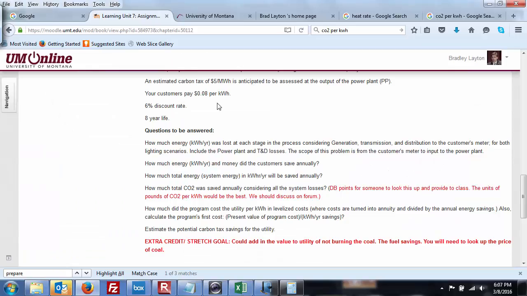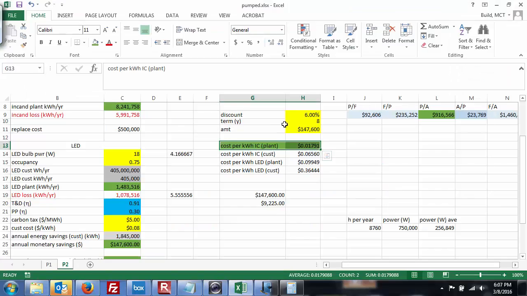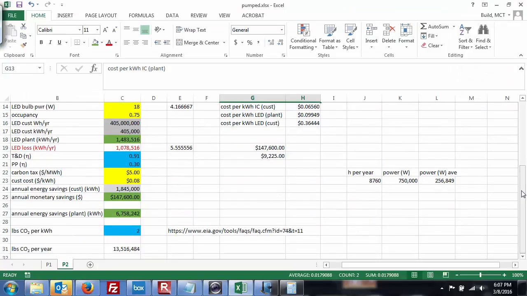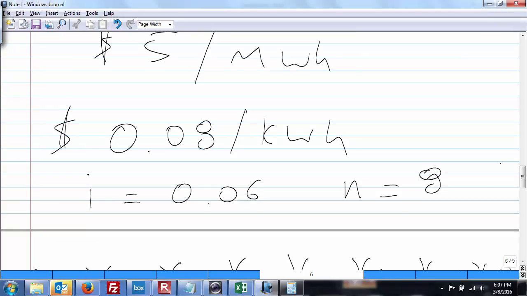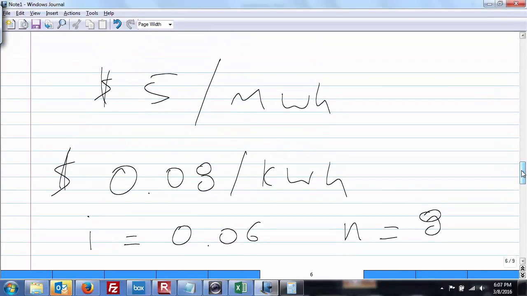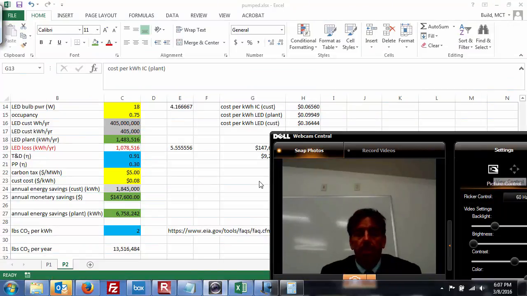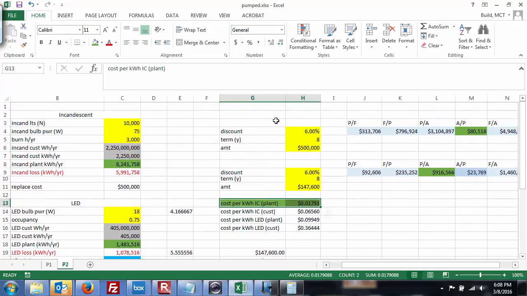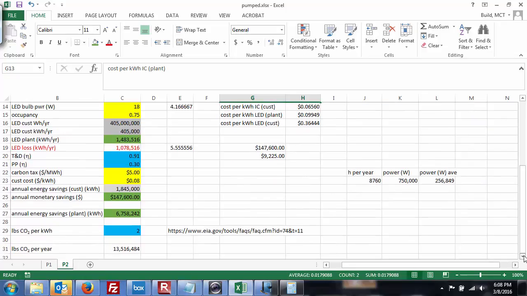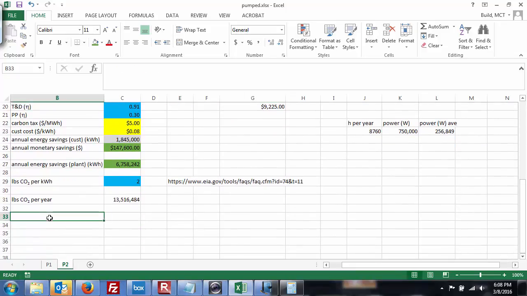Okay, now let's do the final bit. Estimate the potential carbon tax savings for the utility. And we get back to this issue, we're looking at $5 per megawatt hour. So let's just put in a new line here. Let's just do the tax at the bottom. New line. Tax.